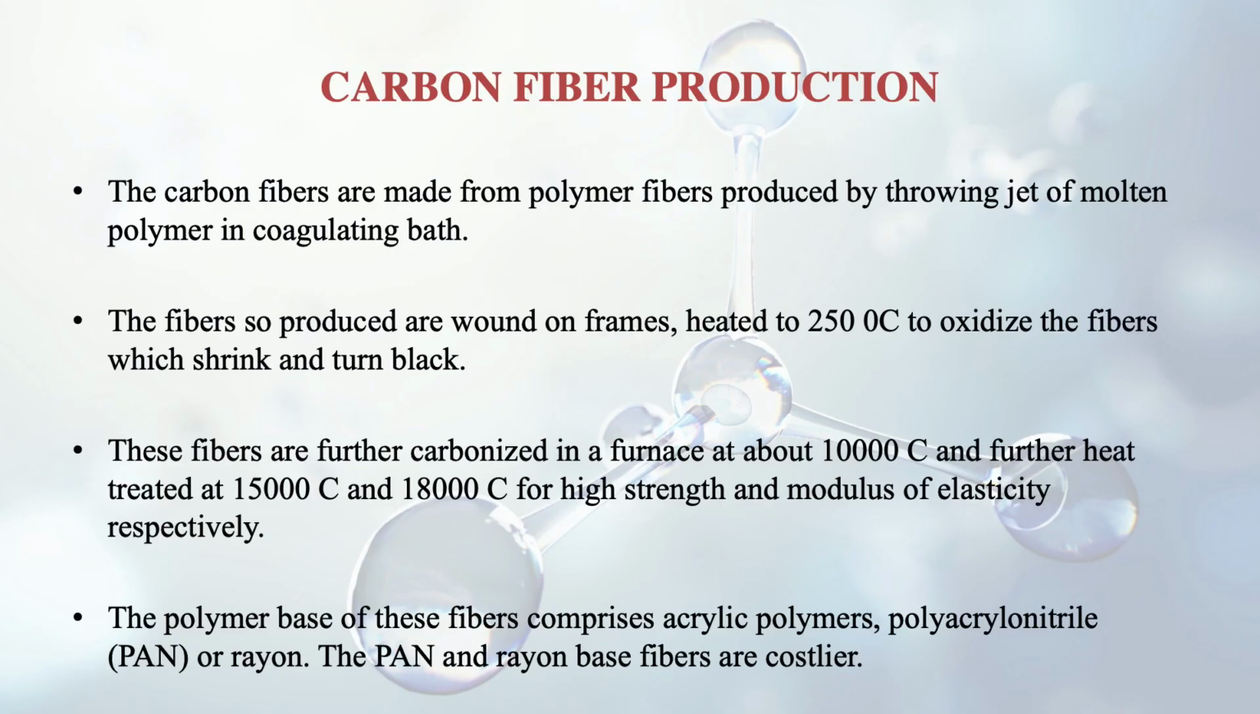So for high strength, heat treatment is done up to 1500 degrees centigrade. For modulus of elasticity increase, the heat treatment is done up to 1800 degrees centigrade. The polymer base of these fibers comprises acrylic polymers, polyacrylonitrile (PAN) or rayon. The PAN and rayon based fibers are costly. Rayon you must have heard of, sometimes we are using it in the class also.